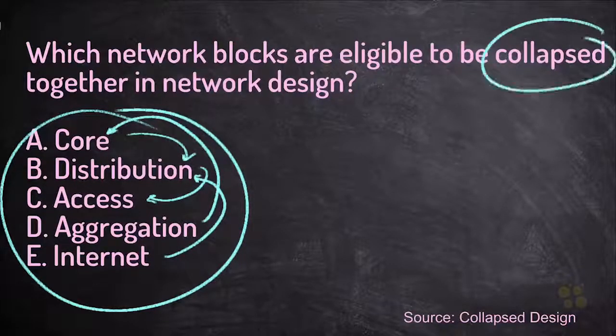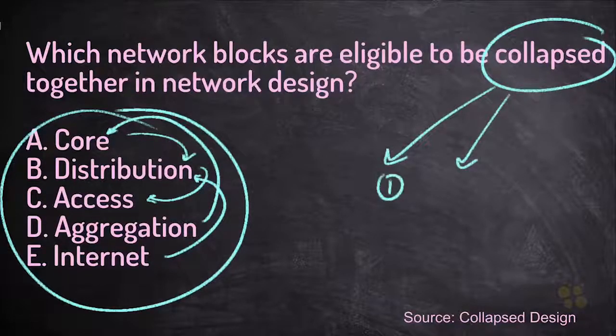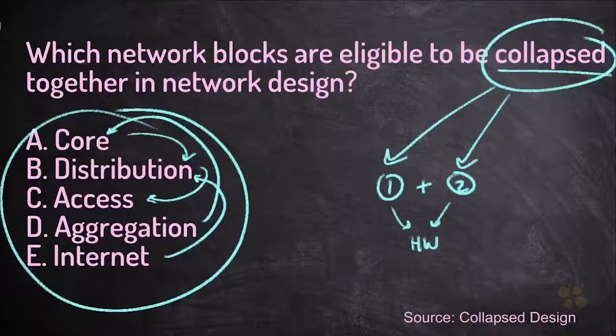Remember, this concept of collapsing is essentially taking 2 different network blocks and adding them together. So regardless of what number 1 and number 2 is, we bring those services together into a single set of hardware. The hierarchical network model is fantastic for scaling all the way up to the largest enterprise networks, but also helps us scale down into the smallest networks. And the way we do that is primarily via collapsing.